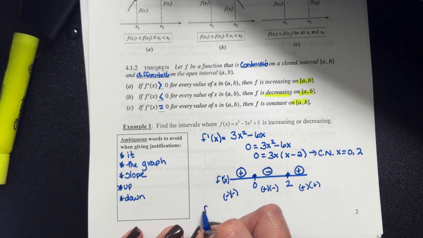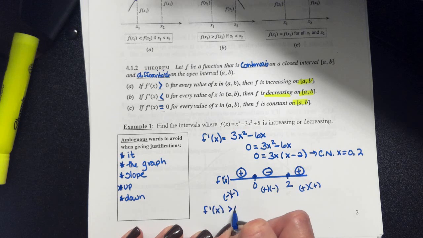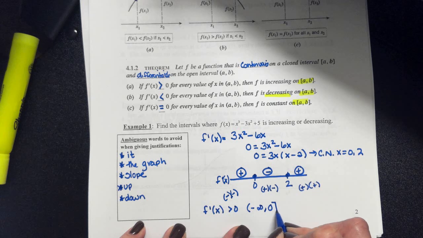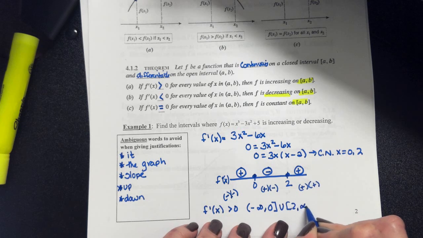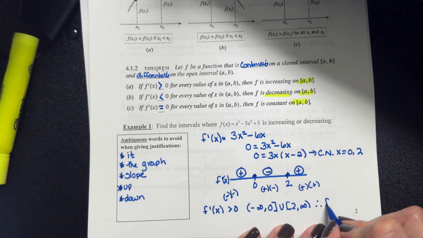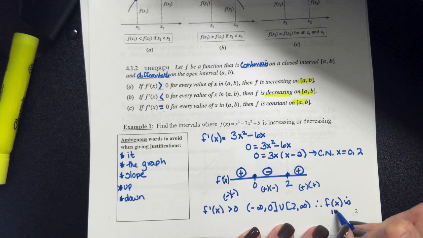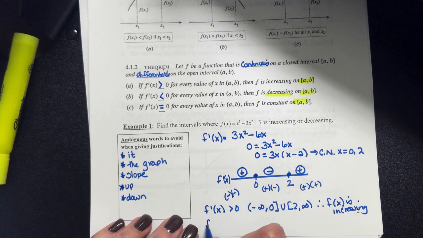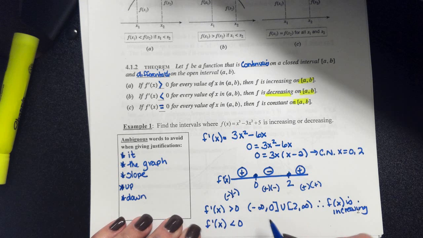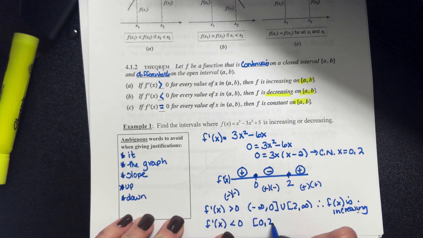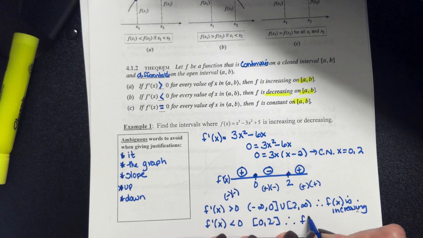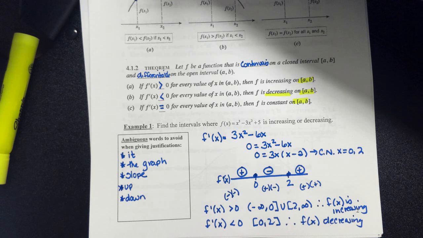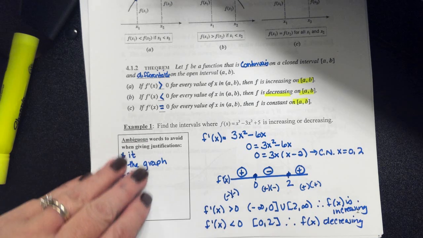So I know since f prime of x is greater than 0 on the intervals negative infinity to 0, and 2 to infinity, therefore, f of x is increasing. So f prime of x is less than 0 from 0 to 2. Therefore, your f of x is decreasing. So that's how you can talk about whether a function is increasing or decreasing by looking at the first derivative.